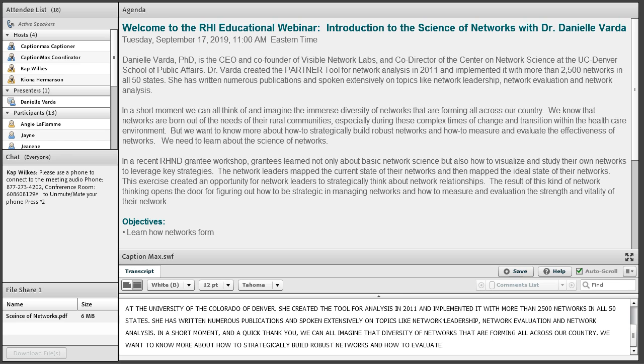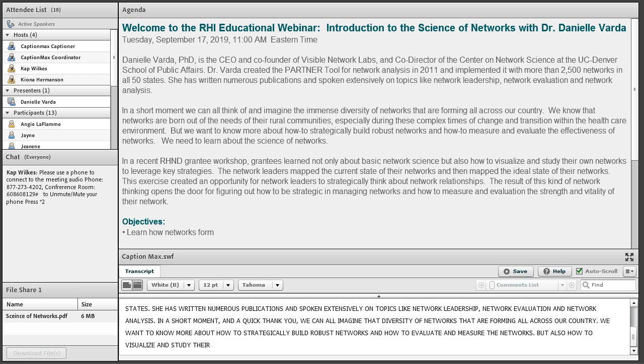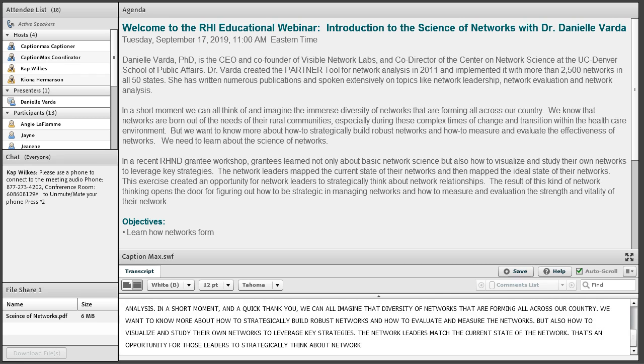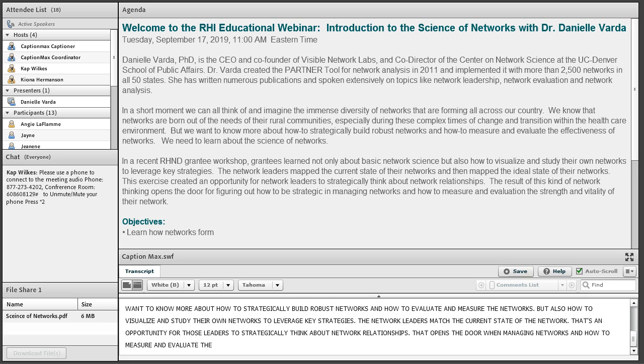In a recent Rural Health Network Development Grantee Workshop, grantees learned not only about basic network science, but also how to visualize and study their own networks to leverage key strategies. The network leaders mapped the current state of their networks, and then they mapped the ideal state of their networks. This exercise created an opportunity for those leaders to strategically think about network relationships. The result of this kind of networking thinking opens the door for figuring out how to be strategic in managing networks and how to measure and evaluate the strength and vitality of those networks.